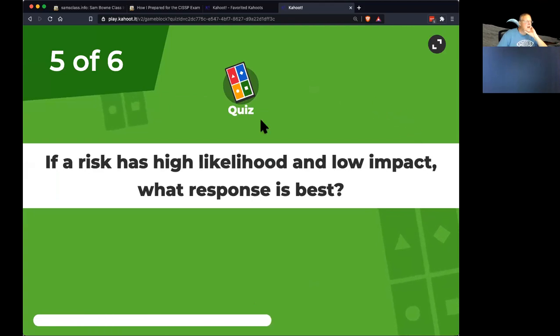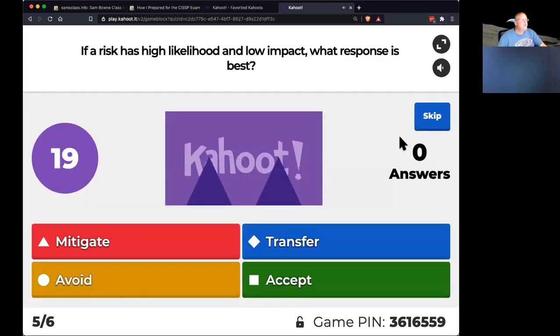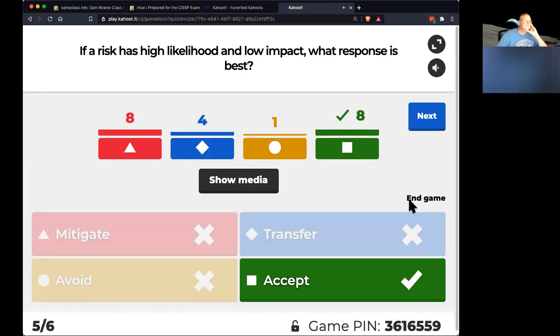And if risk has a high likelihood and low impact, what should you do? Yeah, you accept it. And by the way, people are saying that one question wasn't very fair. I agree. You could argue it physical or technical. It wasn't entirely clear. And that's part of why I make these Kahoots extra credit, because they're not perfect.